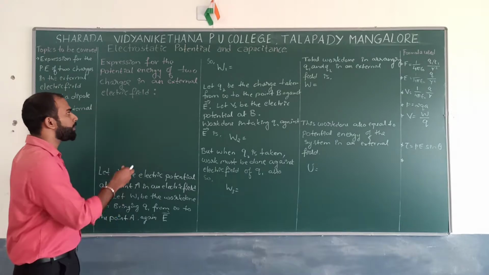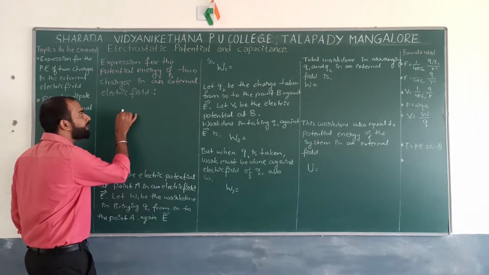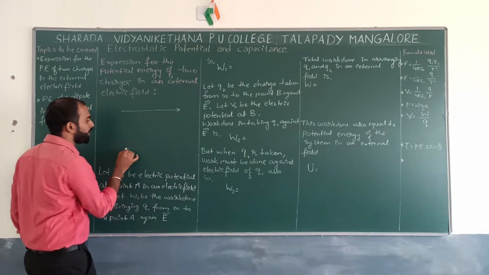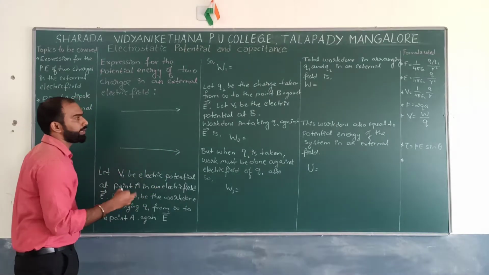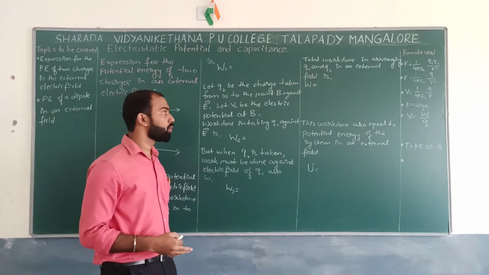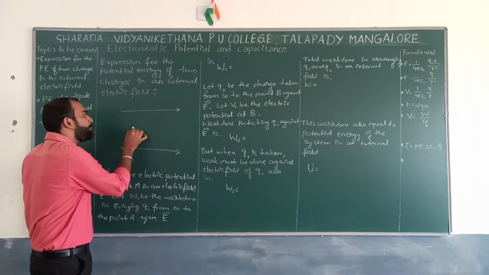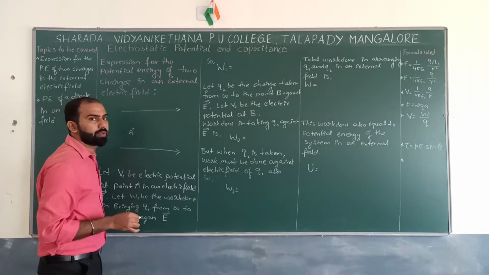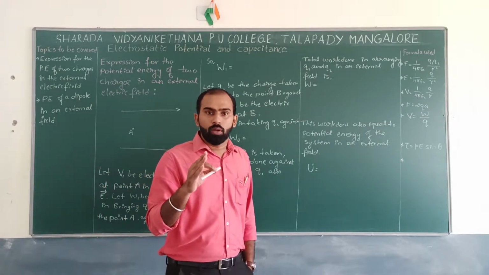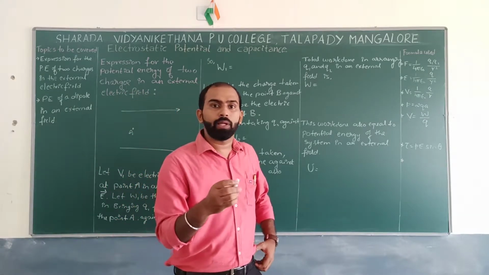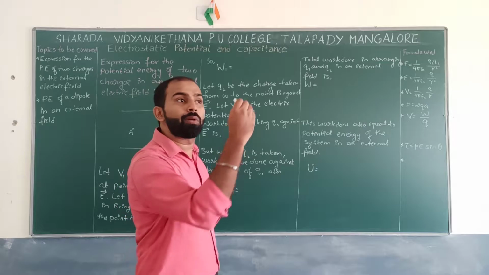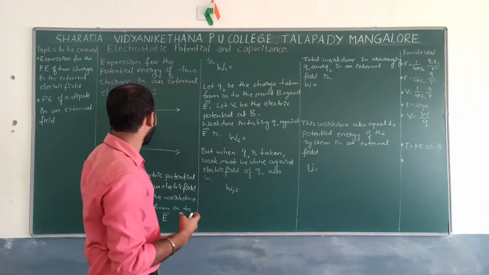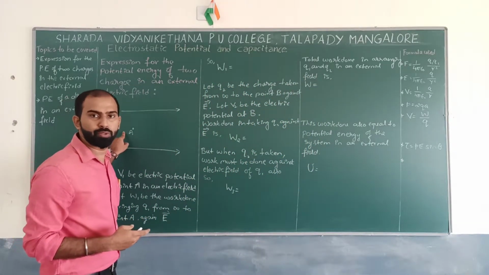So let us consider a uniform external electric field somewhat like this. For a time I have taken this. Now you take a point, let us say A, over here. Now your job is to bring one charge Q1 from infinity to this particular point A over here. What are you supposed to do?